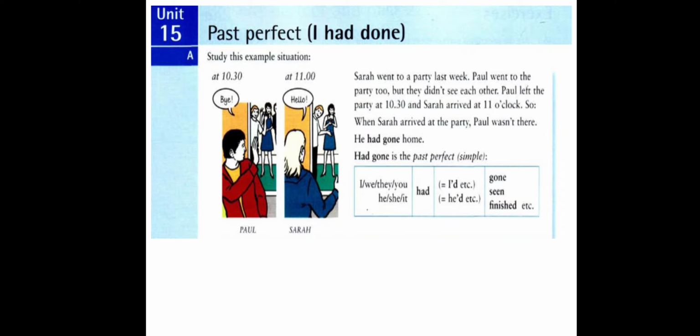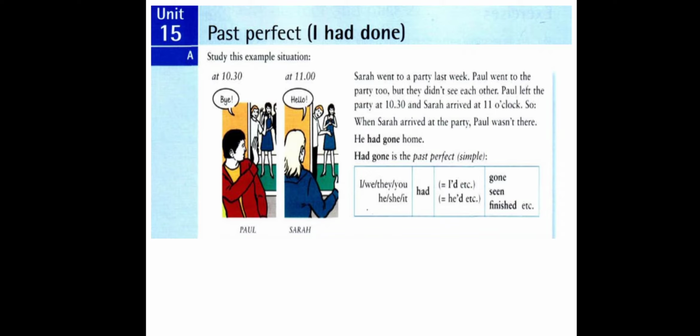but they didn't see each other. They didn't come across each other. One went to the party and left, and one came after half an hour. There is a gap of time between the two actions, half an hour.